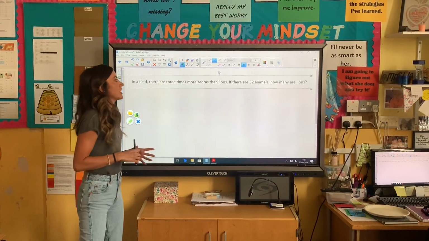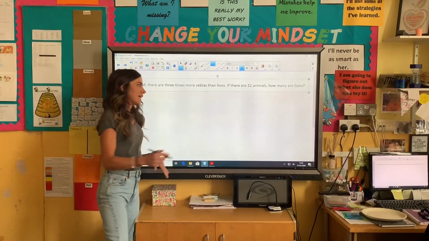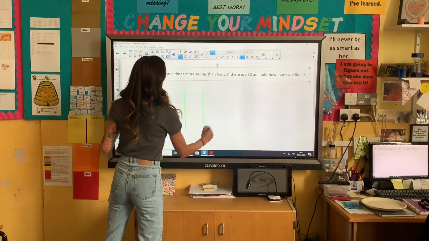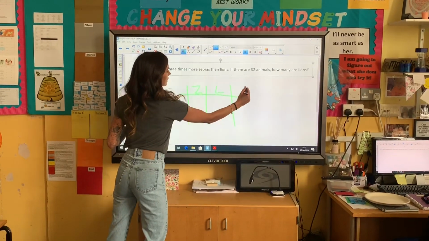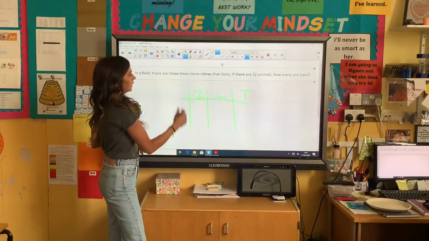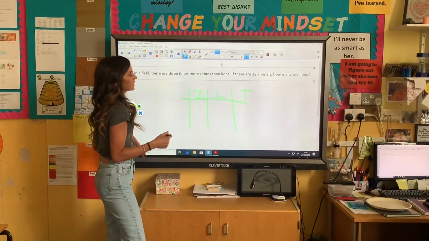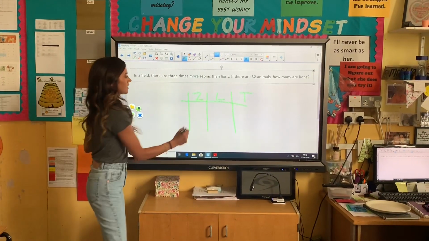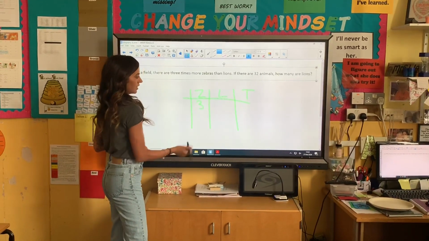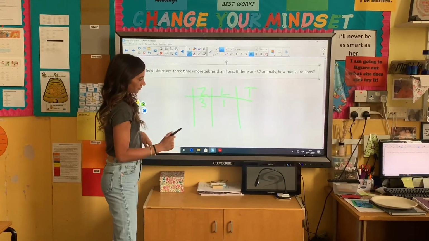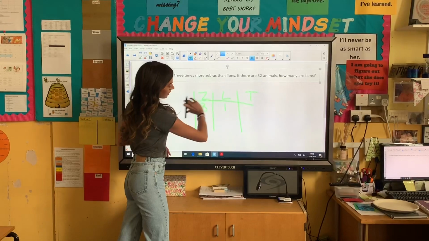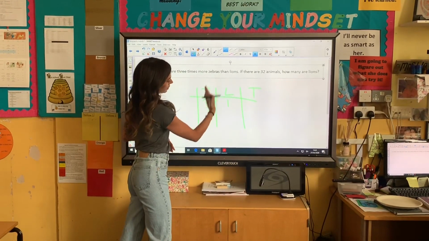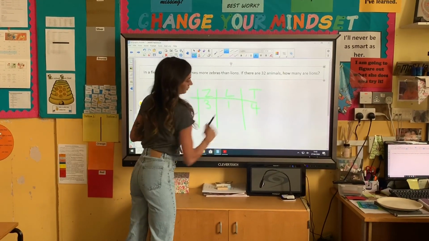So because this is ratio, we always start by creating a table. So we have our zebras, we have our lions, and we have our total. Now what this is saying is that there are 3 times more zebras than lions. So for every 3 zebras, there is 1 lion. So the first thing we have to do is find out how many animals there are altogether on this aspect of the table. So 3 and 1 is 4, okay?